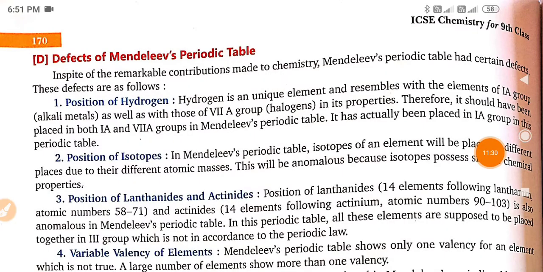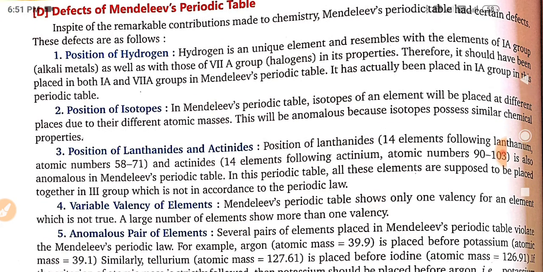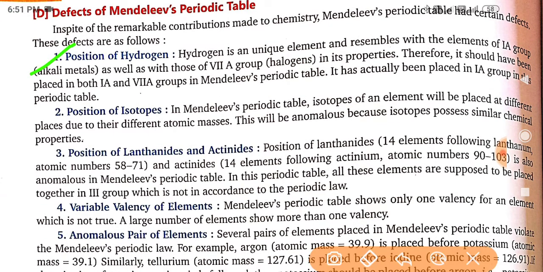So now one question arises: why is a new modern periodic table needed? Okay, so there are some defects in Mendeleev's periodic table. First is the position of hydrogen. Hydrogen is a unique element and resembles the elements of first A group, alkali metals, as well as the seventh A group, halogens, in its properties. Therefore, it should have been placed in both first A and seventh A group in Mendeleev's periodic table. It has actually been placed in first A group. So this is one defect.